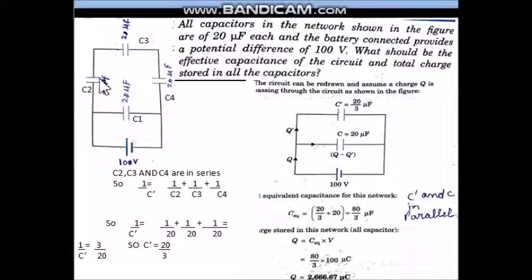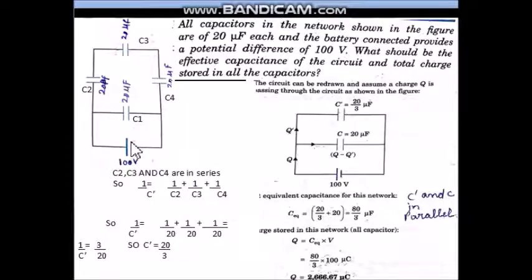So the circuit diagram is already given. In this we can see C1, C2, C3, C4 capacitors, each of the value 20 microfarad, and they are connected with a 100 volt battery. Now we have to identify which part is in series and which part is in parallel, and accordingly we will apply the formula for the net capacitance.